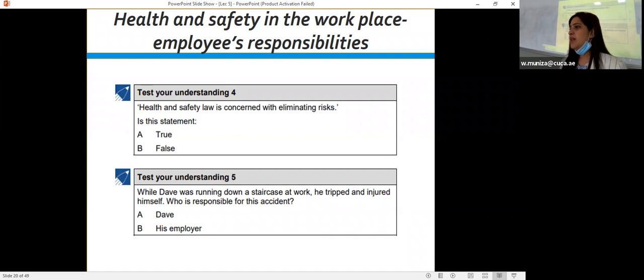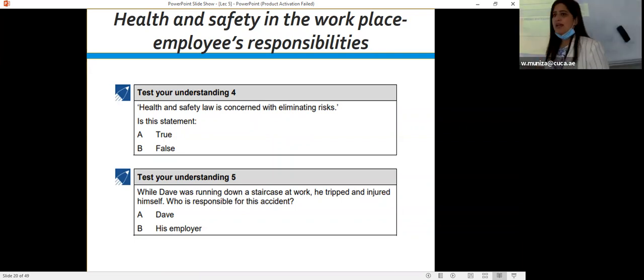Employer is responsible only when the floor is wet, when there is an uneven floor or proper working condition has not been provided, and because of that, Dave has fallen. Got it? So in this case, who is responsible for the injury? Dave himself. The employee himself is responsible. If they might have given more of a scenario, mentioning that the employer has not provided the proper working condition, and the floor was slippery, in that case, the employer is responsible. Clear, everyone?